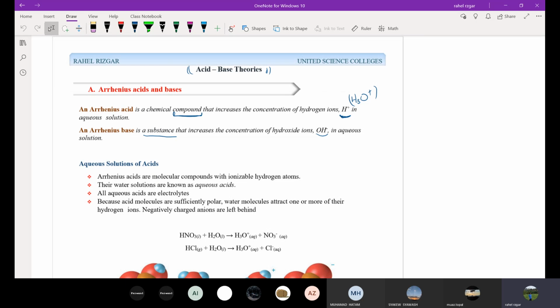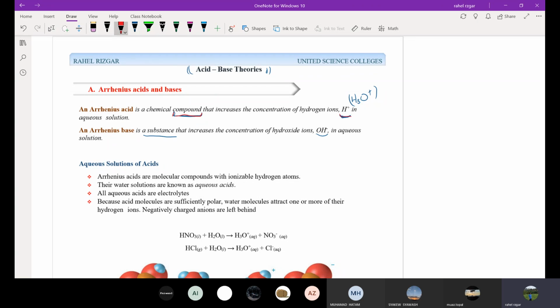Arrhenius acids and bases. If you remember, we have three definitions. One of them is Arrhenius, which talks about what is an acid, like how can you define an acid or a base. So Arrhenius acid says it's a chemical compound. Arrhenius acid, it's a compound. This part is important. It's a compound that increases the concentration of hydrogen ion.